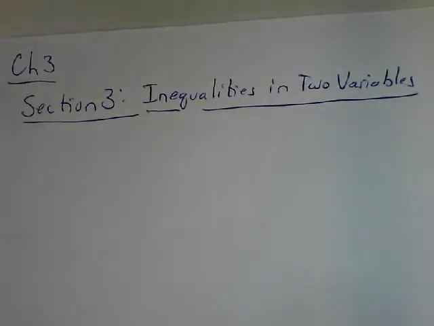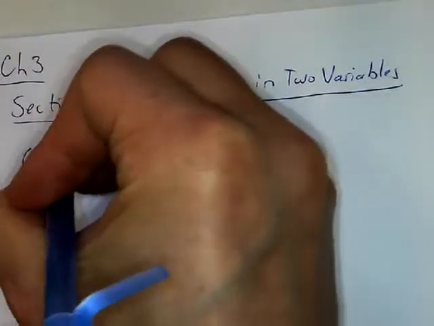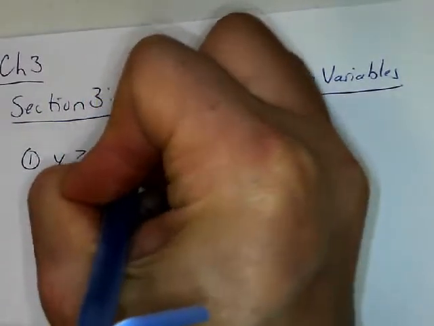In this section of Chapter 3, we're covering inequalities in two variables. So let's do some basic problems that you did back in algebra just to get the ball rolling. Number 1: let's graph y is greater than or equal to 2x minus 1.